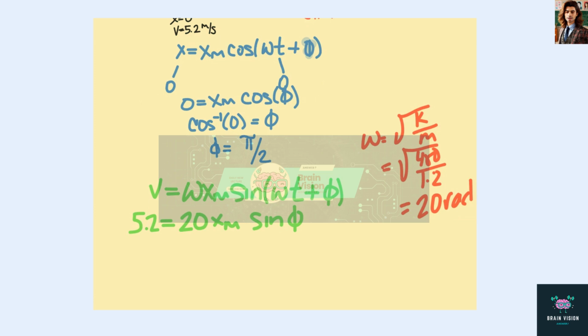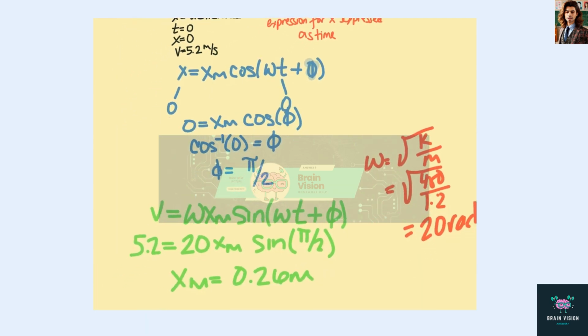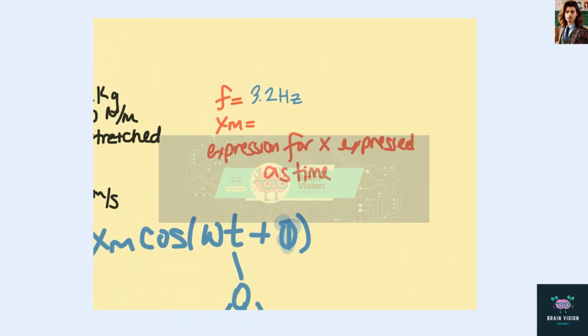And solving for amplitude here, we can substitute phi with pi divided by 2. And if we solve for our xm, we get that xm equals 0.26 meters. So that is going to be our amplitude for our oscillation.